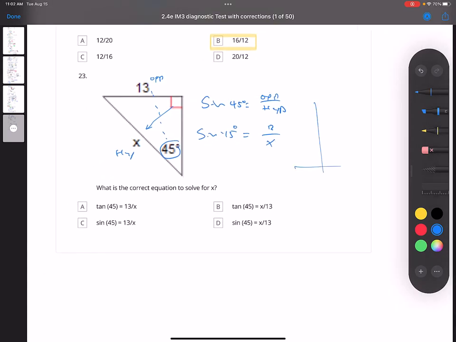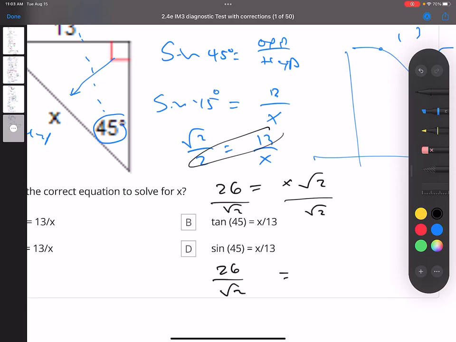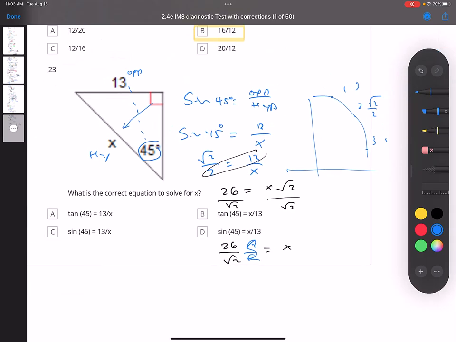I'm going to do it by using the unit circle. This is an advanced method. Radical 2 over 2. You can cross multiply and divide by radical 2. We have sine of 45 is 13 over x. That would be choice C.